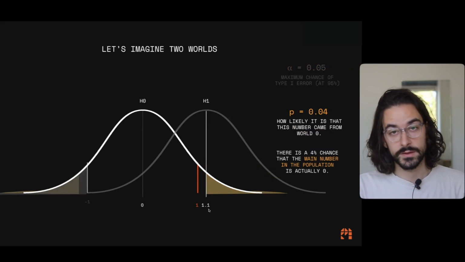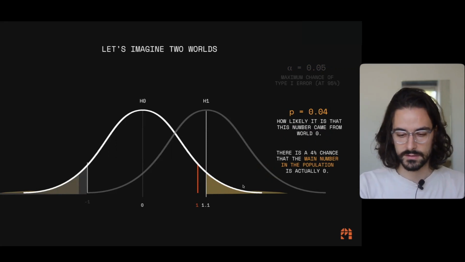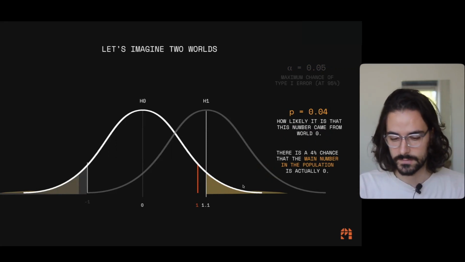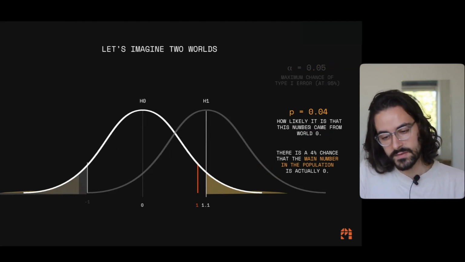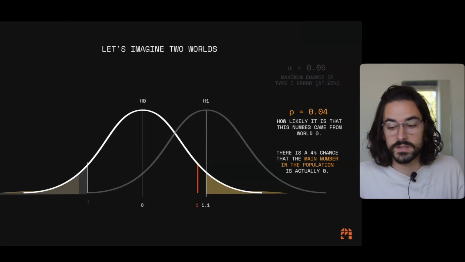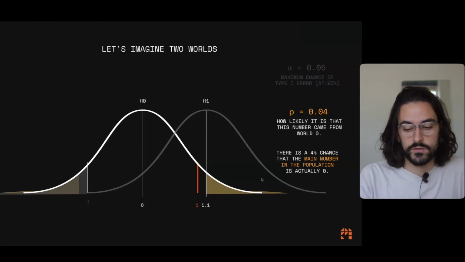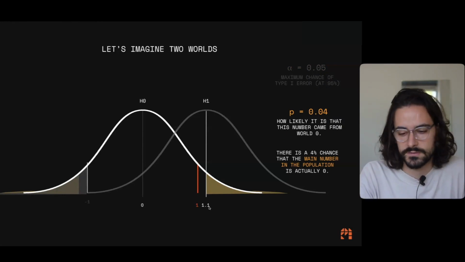Let's talk about the p-value though. The p-value now is this area. Keep in mind that the p-value goes on both sides. We'll talk about that later because this is a two-sided hypothesis. But for now, the p-value represents how likely it is that this number came from world 0, right? It's a 4% chance that the mean number of the population is actually 0. Or there's a 4% chance that this 1.1 is coming from a world 0 population. It's the same thing as saying that.